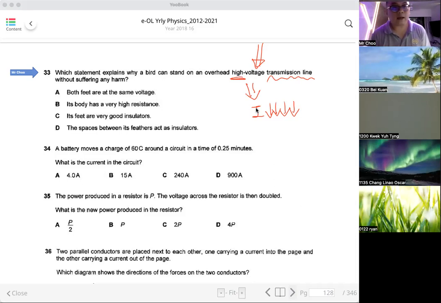Okay, Oscar, incorrect. Yes, all of us have a high resistance body, but if there's a potential difference and you go and touch a live point, you'll get electrocuted as well. Oscar, the hair on your head is also an insulator, so that's incorrect. Okay, Chelsea, Oscar, well done.